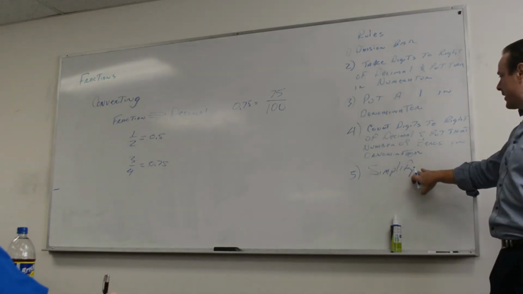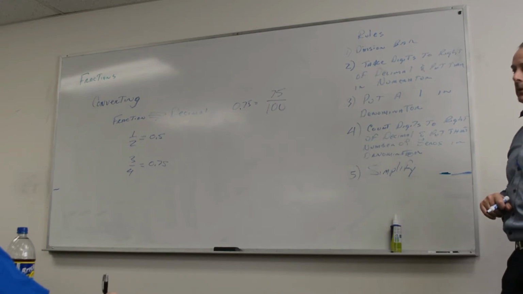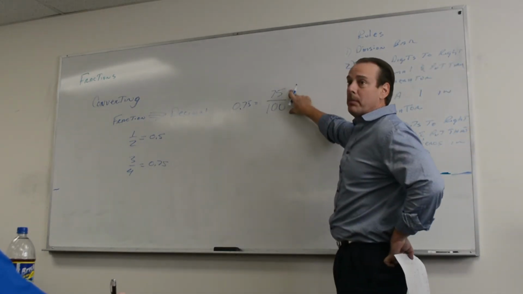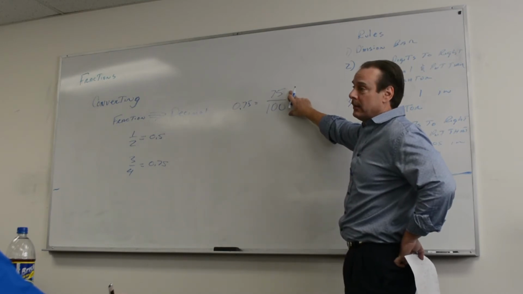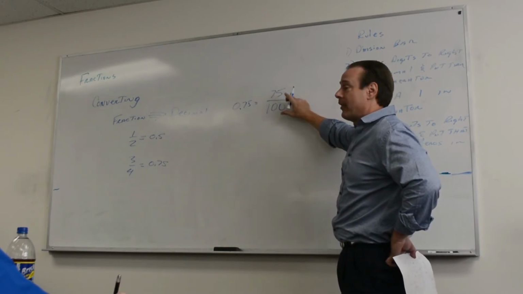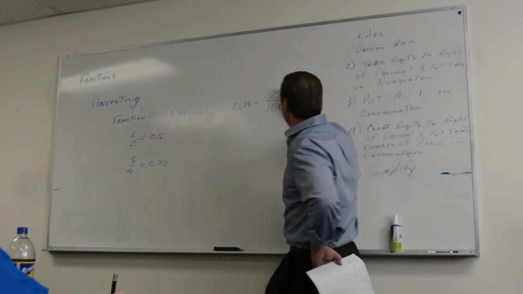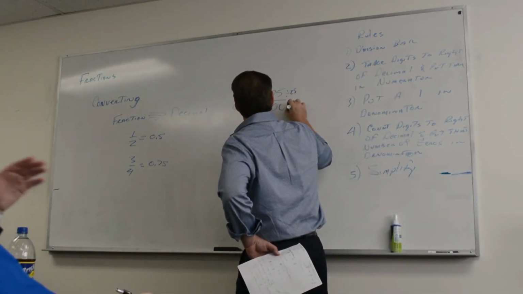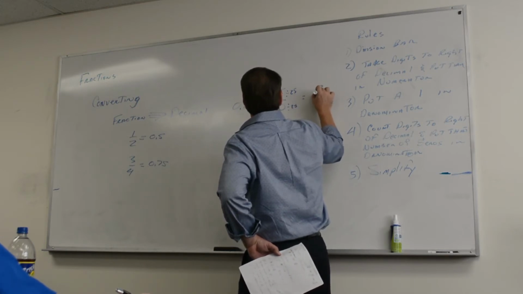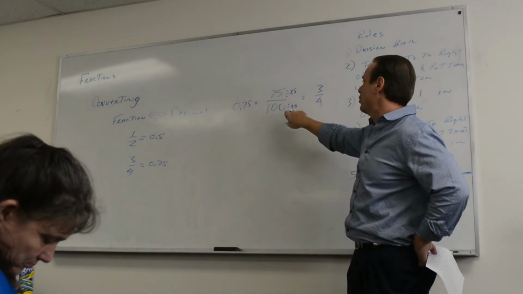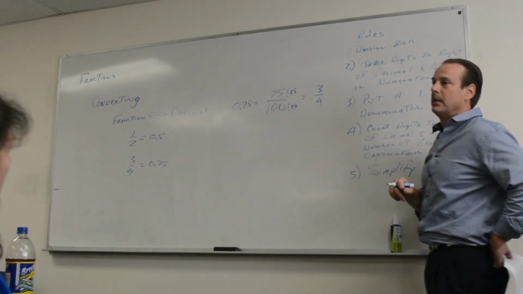Now, the last step is simplify. Well, I look at this. This ends in 5, this ends in 0. I know they're both divisible by 5. If 5 works, these are rather large numbers. Let's try 25. Right? 5 times 5 is 25. So if I divide this by 25 and this by 25, it's going to equal 3 over 4. 25 goes into 75 3 times, 25 goes into 100 4 times. 3/4.